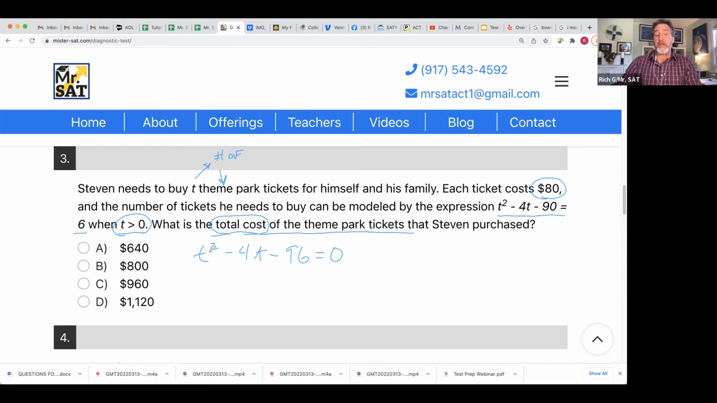If I had a bunch of T squareds on the left side, I would add or subtract them. If I had a bunch of T's on the left side, I would add or subtract them. And if I had a bunch of numbers on the left side, I would add or subtract them. It so happens that we don't have any like terms to add or subtract. We have one term that's T squared, one that's T, and one that's just a number. So step 2 is already taken care of.